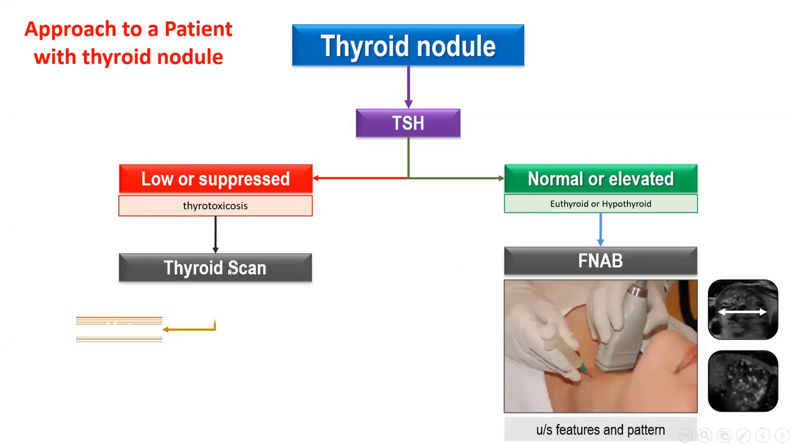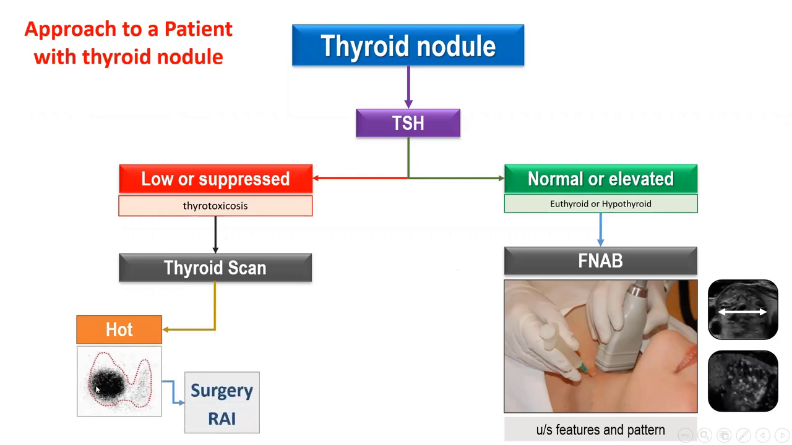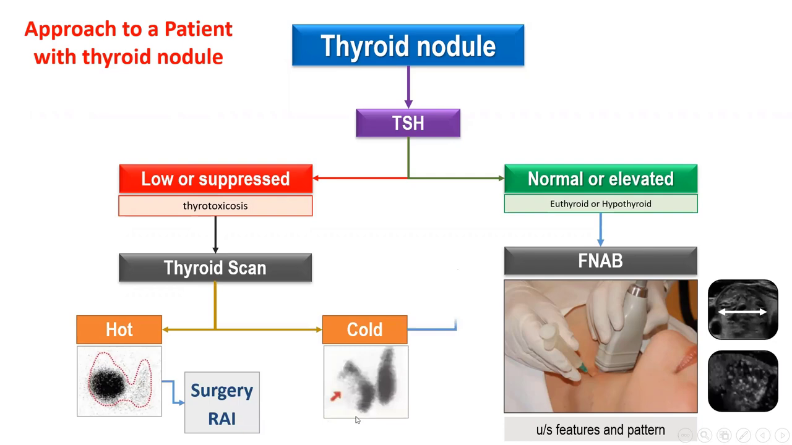Thyroid scan. If it is a hot nodule, surgery or radioactive iodine is the best option. If it is a cold nodule, what is the next option? It is to do fine needle aspiration biopsy.